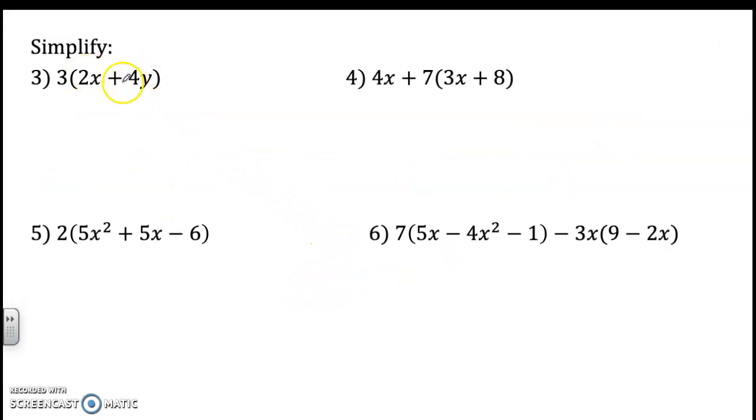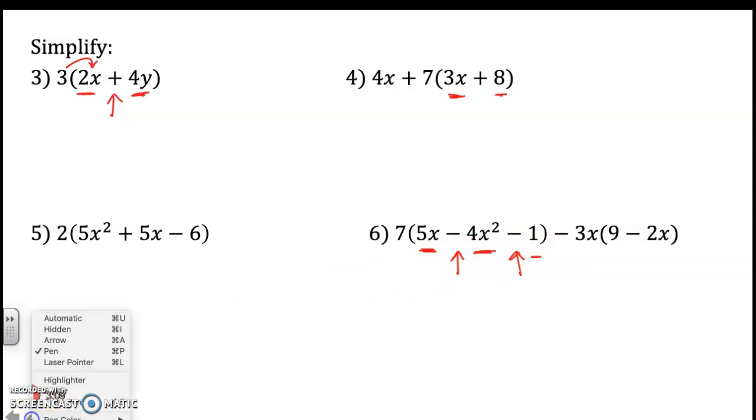Now I have a parenthesis. This is the distributive property. Because I have a parenthesis and there's a number in front of the parenthesis, this number is going to be distributed, or it's going to be multiplied times every single term on the inside. This parenthesis has two terms. 2x is one term, 4y is the other term. The terms are separated by pluses or by minuses. Here, in this parenthesis, I have two terms. In number 6, I have 5x, 4x squared, and 1. So I got three terms in there. So just keep that in mind. They're separated by pluses or by minuses.